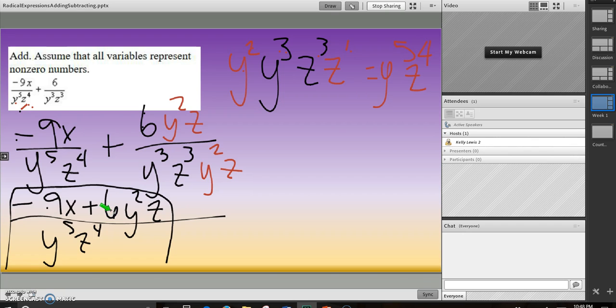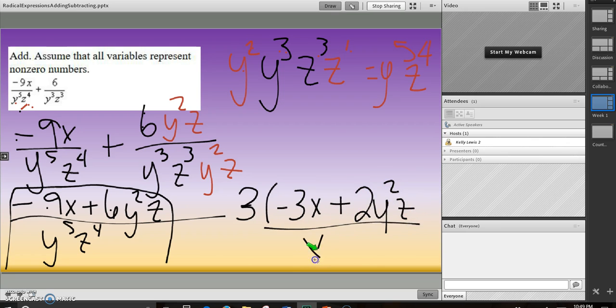9 and 6, I can take out like a 3 or a negative 3, but watch what happens. So negative 9 divided by 3 is negative 3. 6 divided by 3 is 2. Over y5z4. Like nothing cancels because I factored out that 3. So sometimes when you can factor, it doesn't help you. Now, if they both had a y, then that would help. I could take out a y or something, but it doesn't work that way. So this is just our answer.